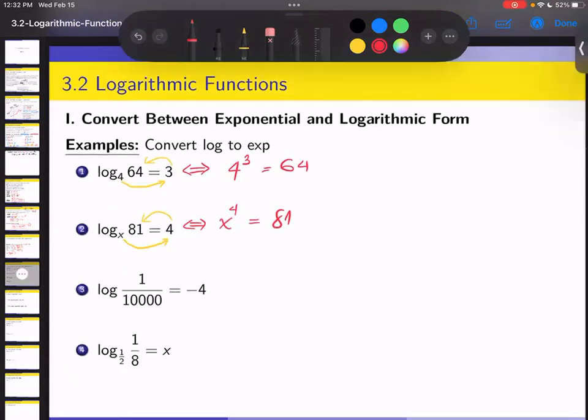Oh, I forgot to say this. If I don't put a base for log, it's going to be understood as base 10. Right? It's called common log. Can someone tell me the exponential function for this one? Let me show you. What's my exponential function?